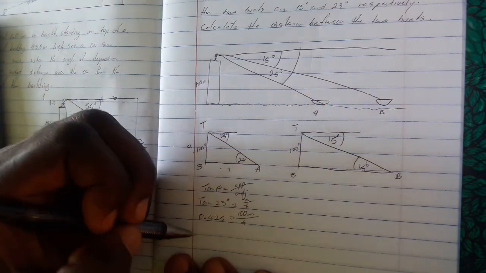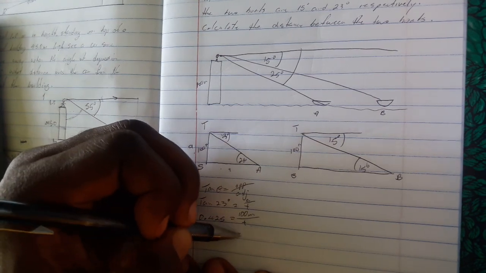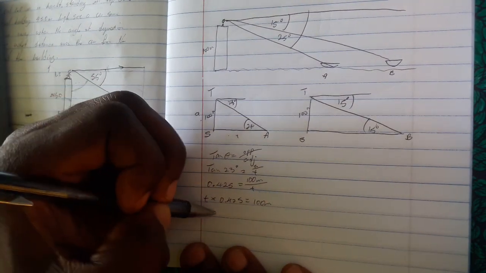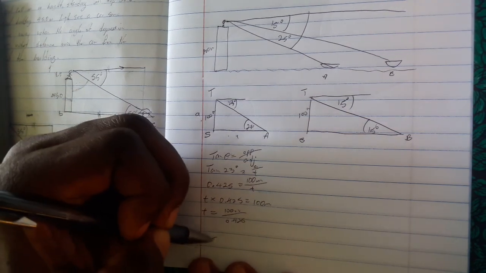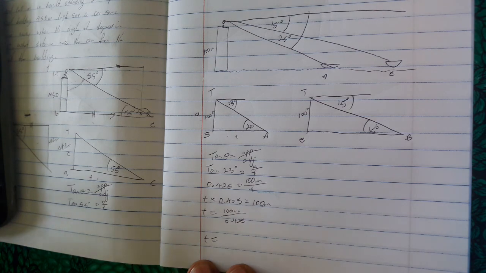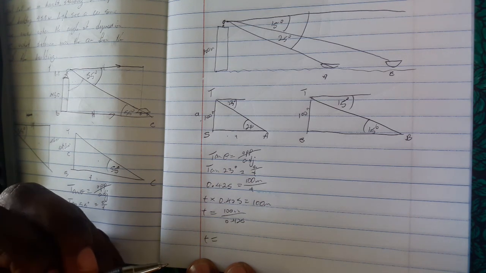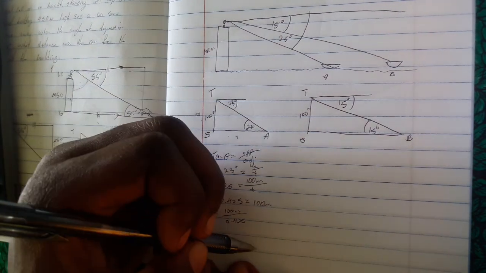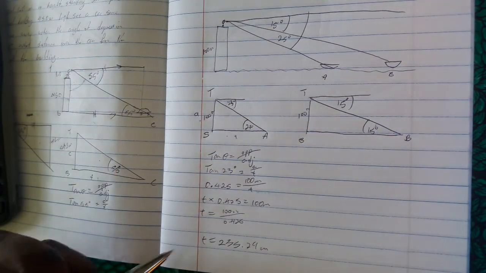We don't know what T is. So we bring over the T. So T times 0.425 is equal to 100 meters. And then we take over that 0.425. 100 meters divided by 0.425. T is equal to 235.29 meters. So I found this distance.